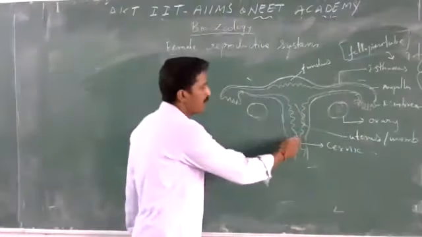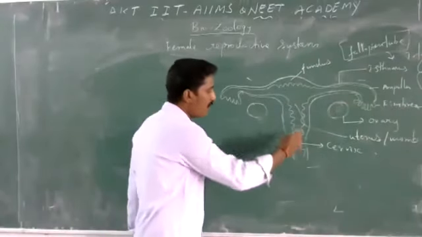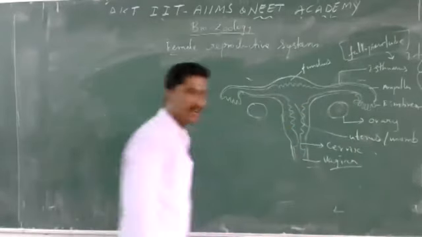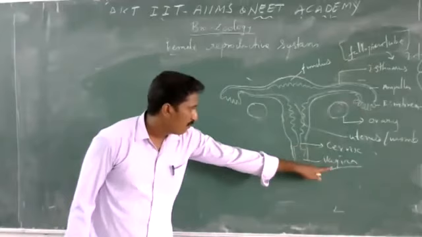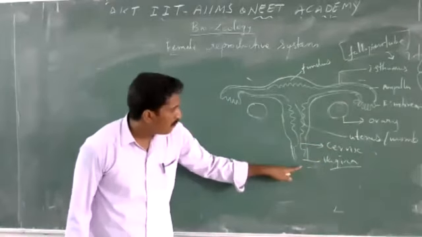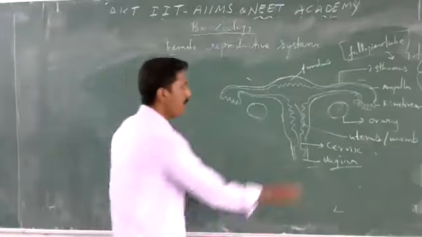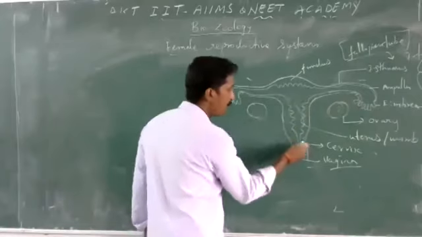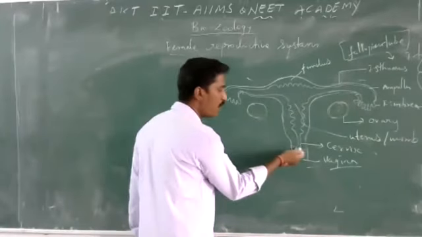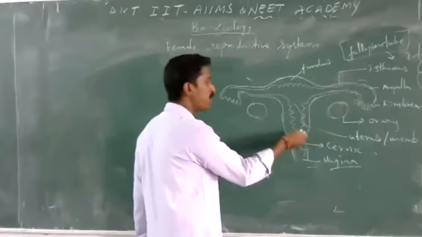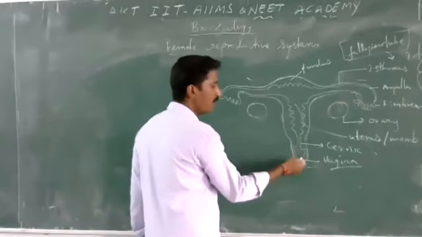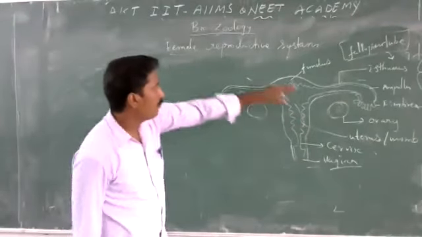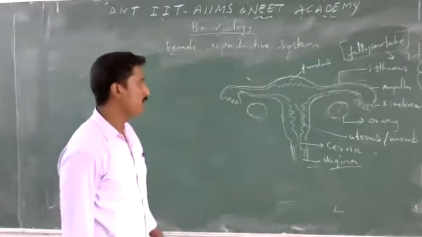The cervix is a tubular structure. Along with the vagina, it forms the birth canal. The cervix opens on the anterior side into the uterus and on the posterior side into the vagina. The anterior orifice opens into the uterus, the posterior orifice opens into the vagina. So these are all the organs present in the female reproductive system.